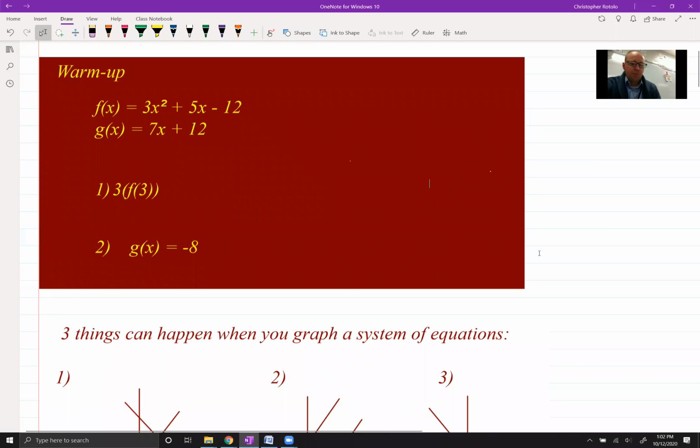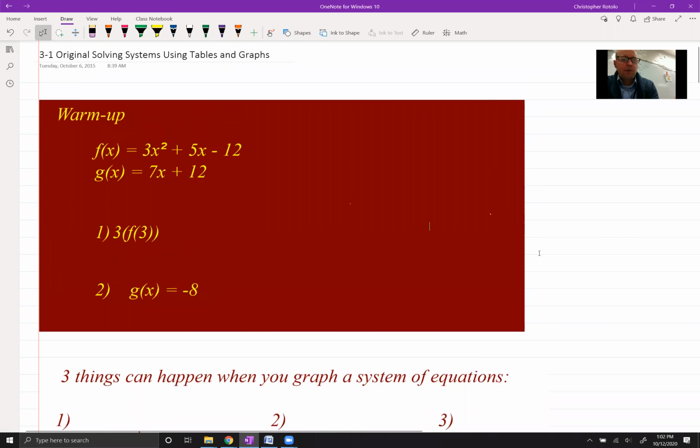All right, guys, we're going to start chapter 3. We're going to get into systems of equations. We're going to focus on tables and graphs because you should be familiar with most of this from Algebra 1. Somewhere in December or January last year, you were working on these.